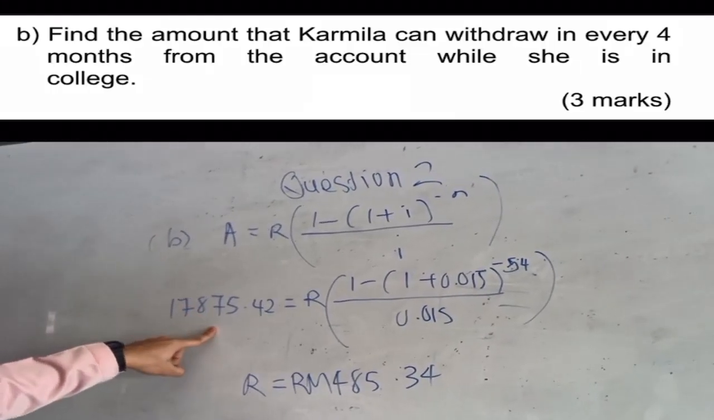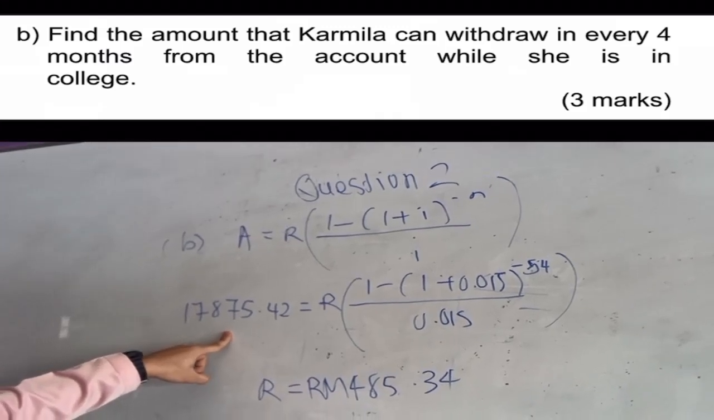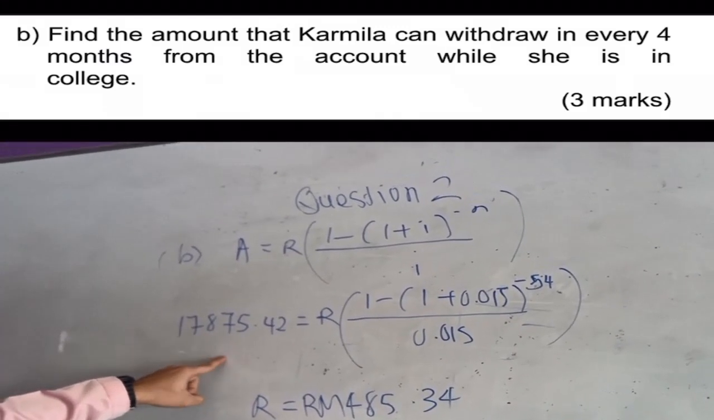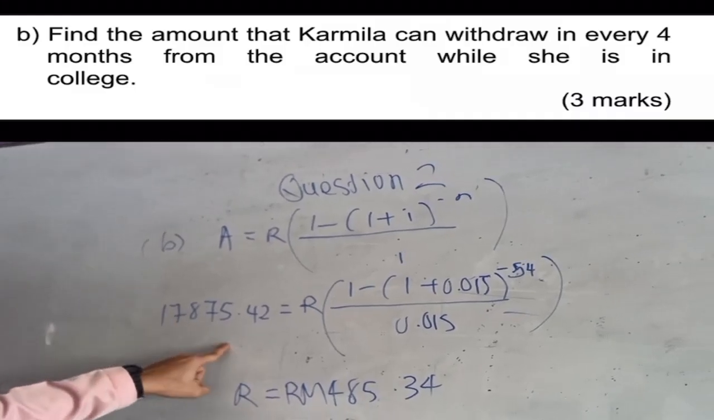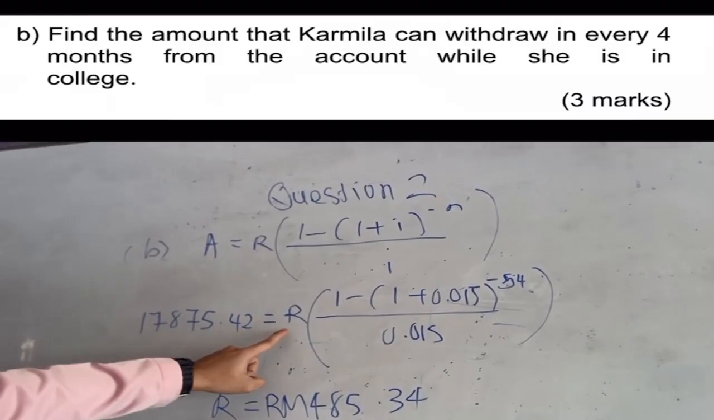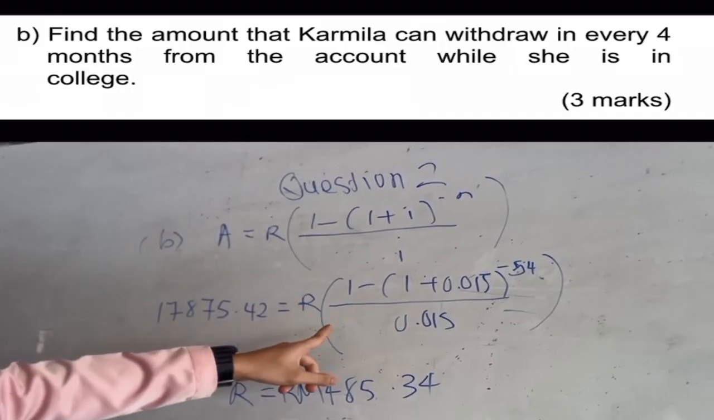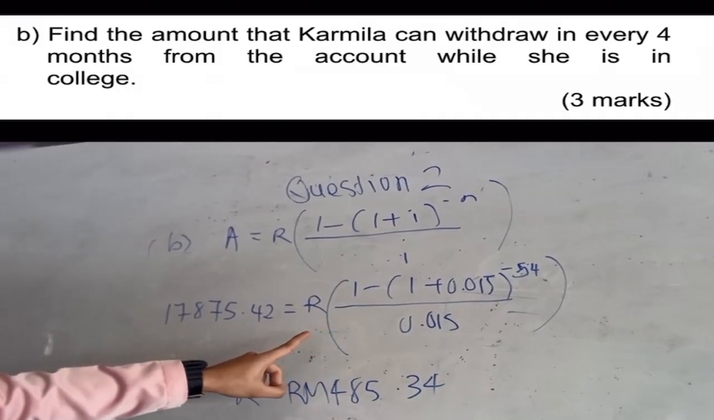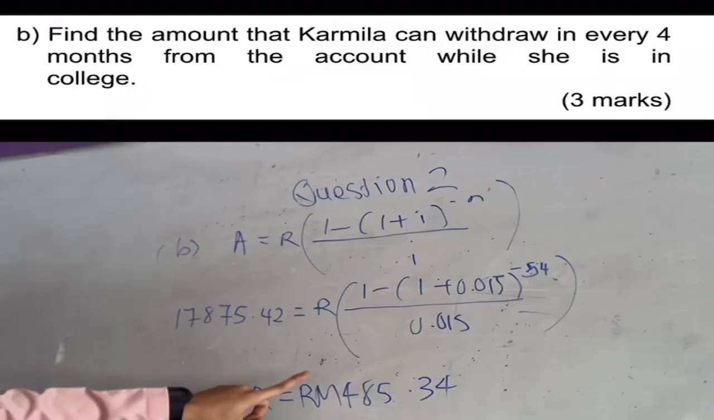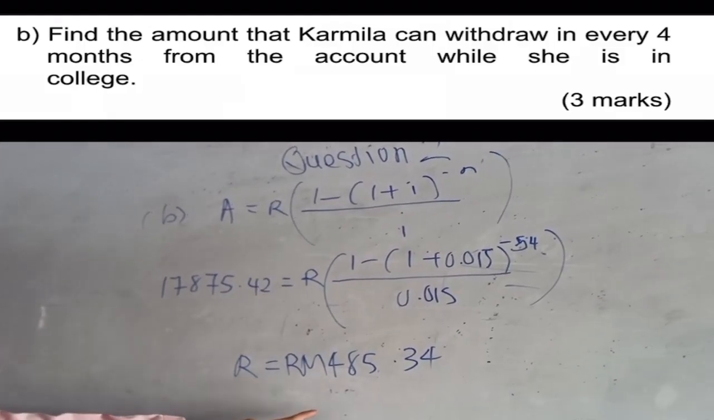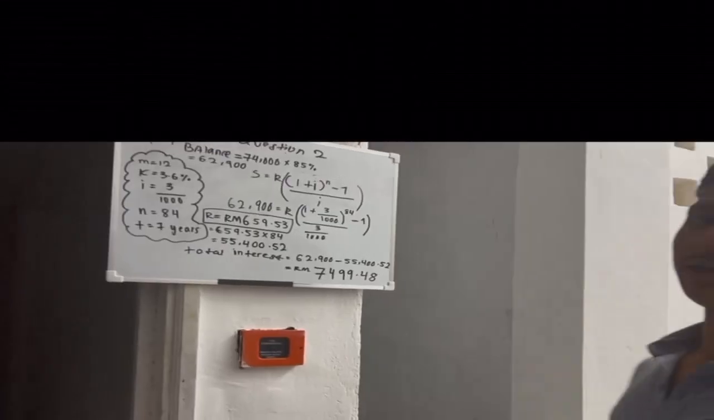The A we already got from question 2A, which my friend Daniel already solved. And this is the amount, and we are looking for the annuity every 4 months. All the information we already got from the question, and just press the calculator and you will get RM 485.34.